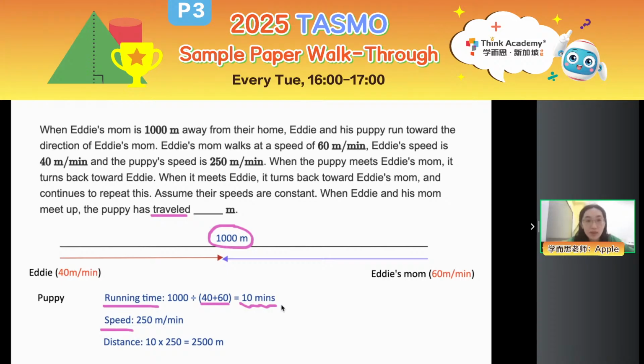Then what about the puppy's speed? According to the question, we know that the puppy's speed is 250 meters per minute. Then we just multiply these two parts together. We get the answer: 2,500 meters. Okay? So there is a very important conclusion. To figure out the total distance traveled by one person or animal, you must figure out the traveling time and the traveling speed. Okay.